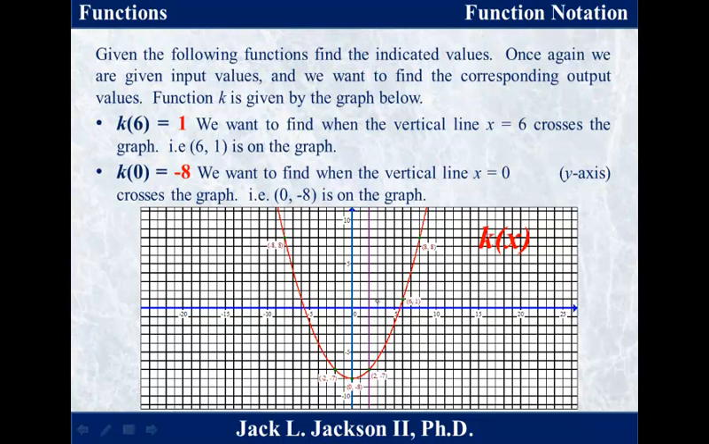I take that point, go over and see what it lines up with on the y-axis, which is positive 1, and so the output is 1. So k of 6 is 1. That means the ordered pair 6, 1 is on the graph.